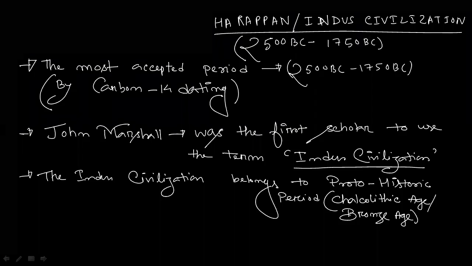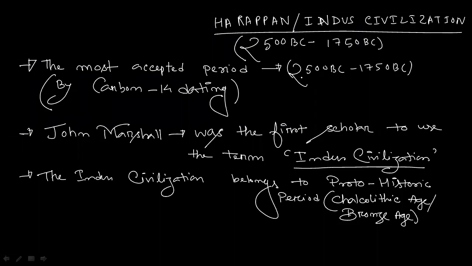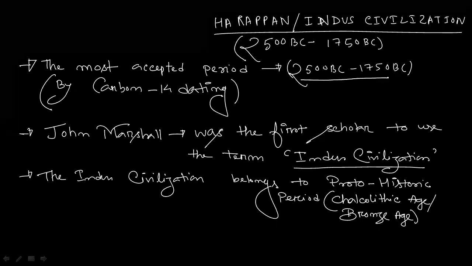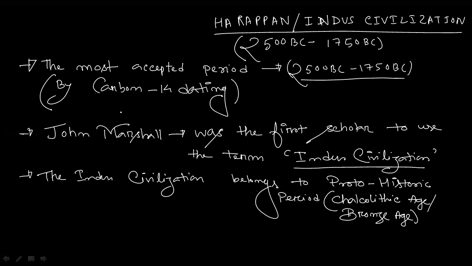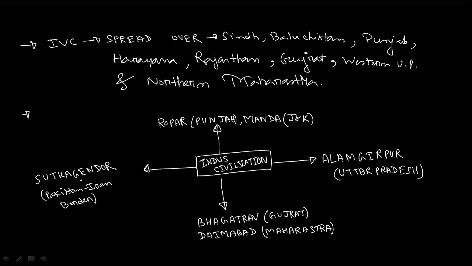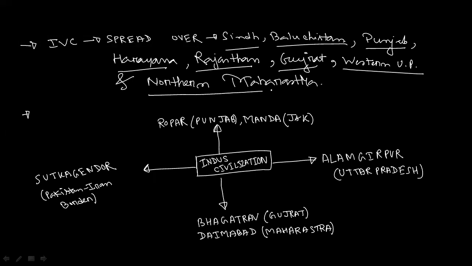So Harappan and or Indus Civilization, the accepted period was 2500 BC to 1750 BC, and this was by carbon-14 dating. Now, John Marshall was the first scholar to use the term Indus Civilization. The Indus Civilization belongs to the proto-historic period. It is the Chalcolithic or Bronze Age. Then the Indus Valley civilization spread over Sindh, Balochistan, Punjab, Haryana, Rajasthan, Gujarat, Western Uttar Pradesh, and northern Maharashtra.